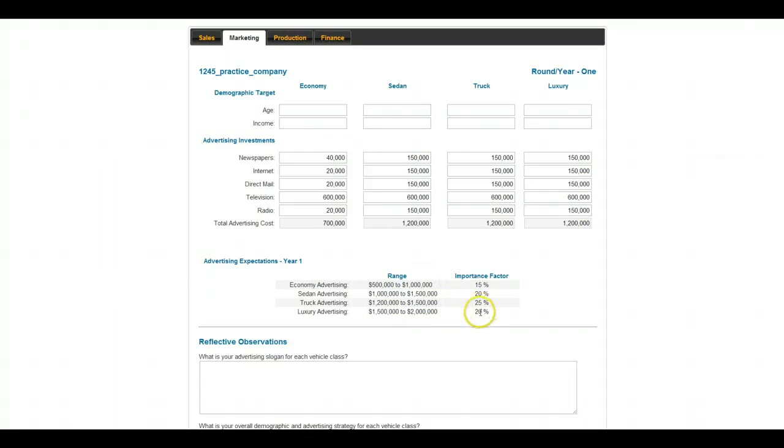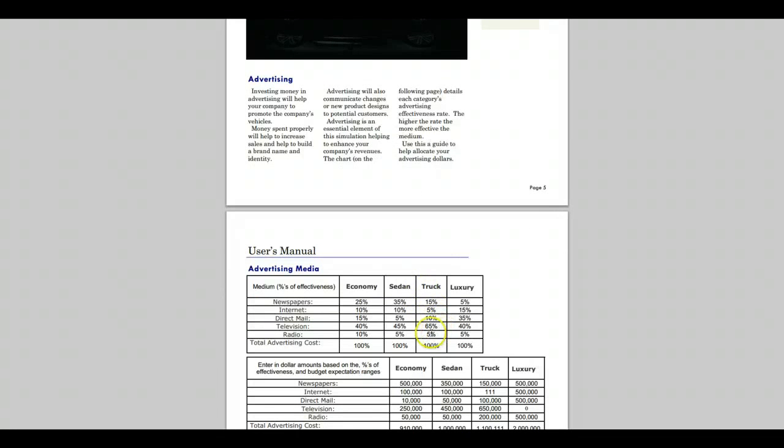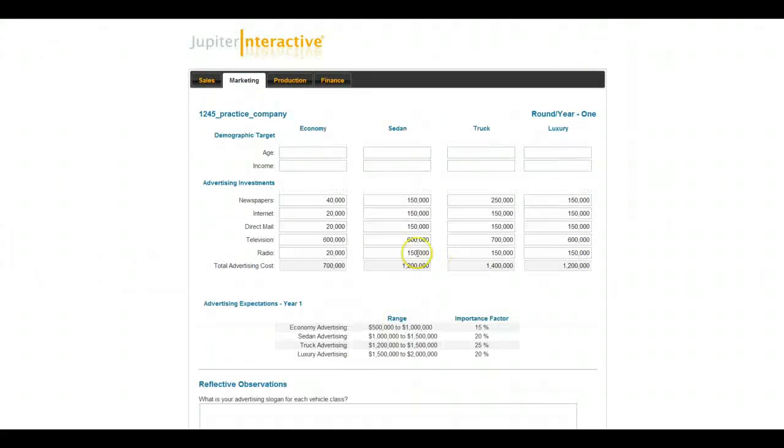And this is the importance factor that shows you how important it is to selling the vehicle. So advertising is actually the most important for the truck. So maybe I should bump that up a little bit more. But what category? Oh, I know. I'll go back here and I'll see that for truck, television is very important, but also newspapers. So maybe I'll go in and increase my newspaper a bit, more than 250,000, and then maybe I'll increase my television budget since that's so important here too. Okay, so that's basically how you play the strategy.